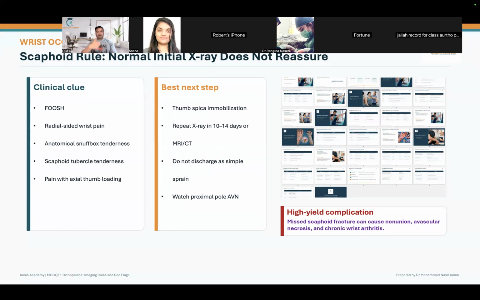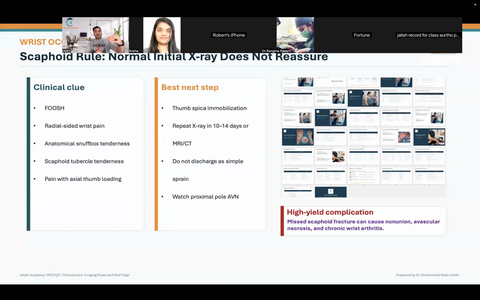The thumb spica immobilization, right? And repeat the X-ray. Let's say if the X-ray is negative, it doesn't mean the patient does not have a scaphoid fracture. It might be negative until 2 weeks. So you can repeat the X-ray in 10 to 14 days, okay?